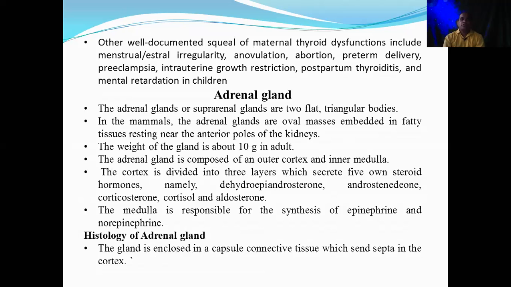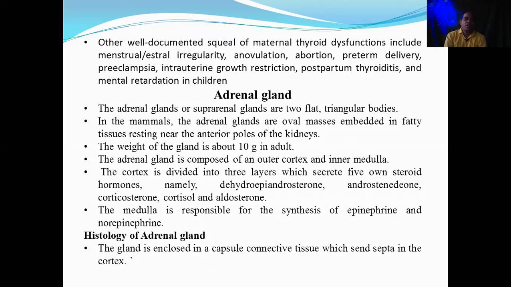Other well-documented signs of thyroid dysfunction include menstrual and estrous irregularity, anovulation, abortion, preterm delivery, preeclampsia, intrauterine growth restriction, postpartum thyroiditis, and mental retardation in the children.